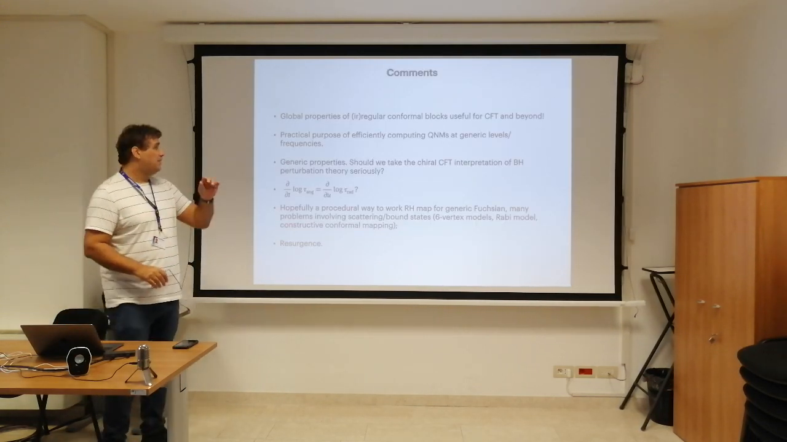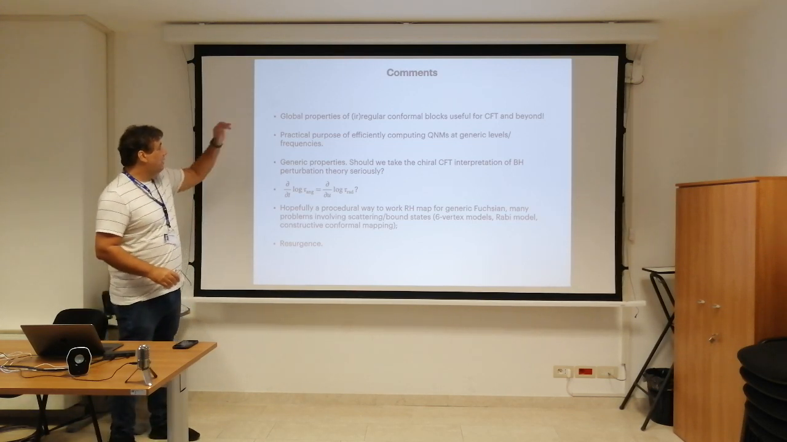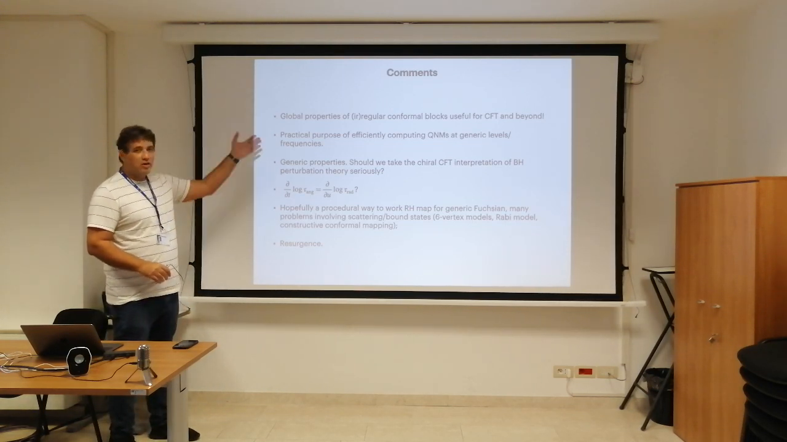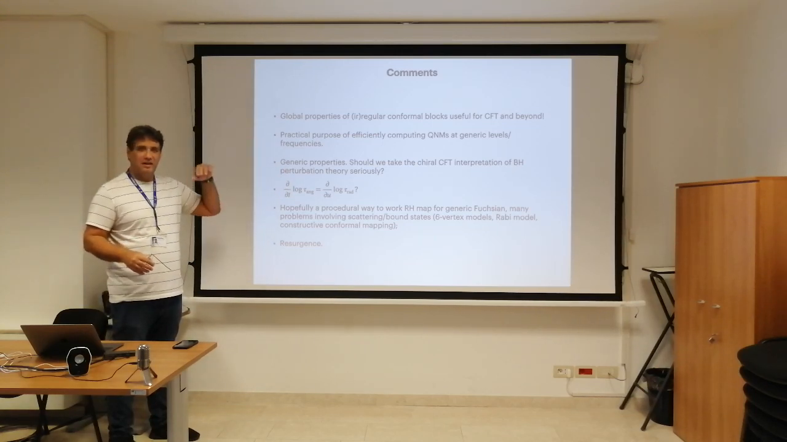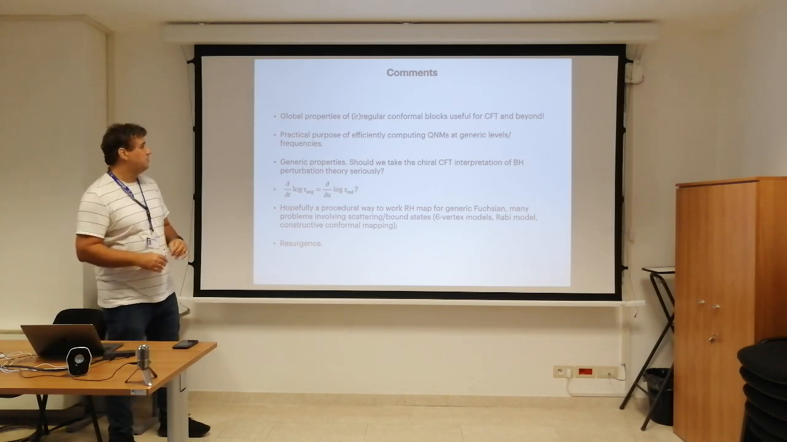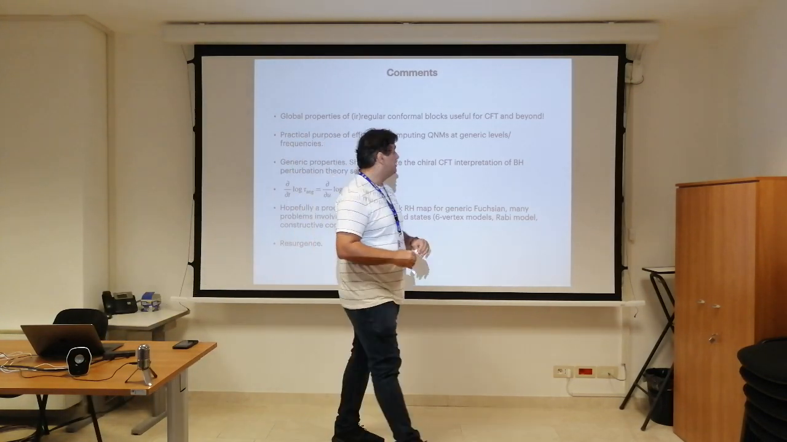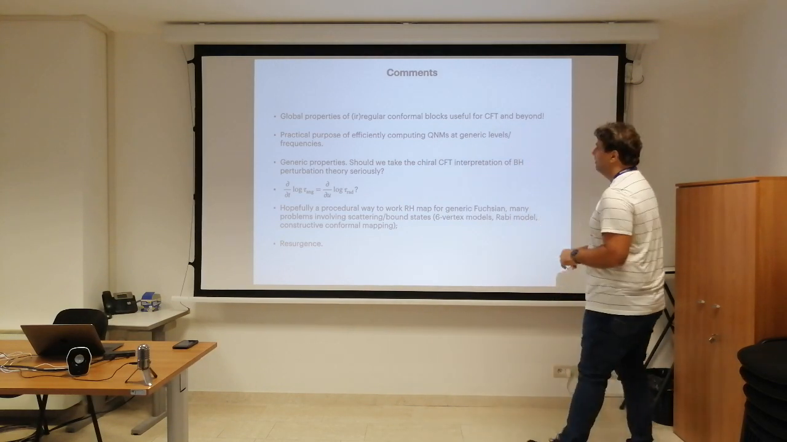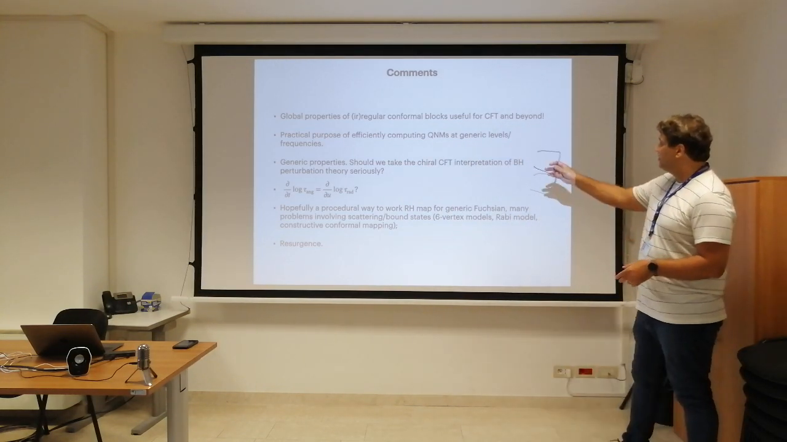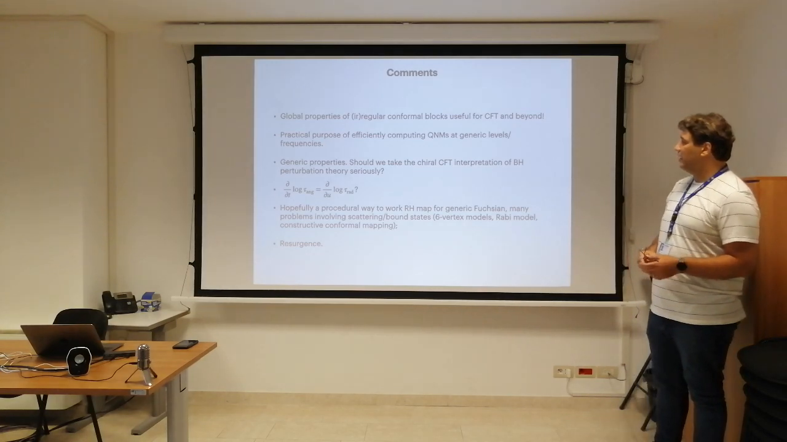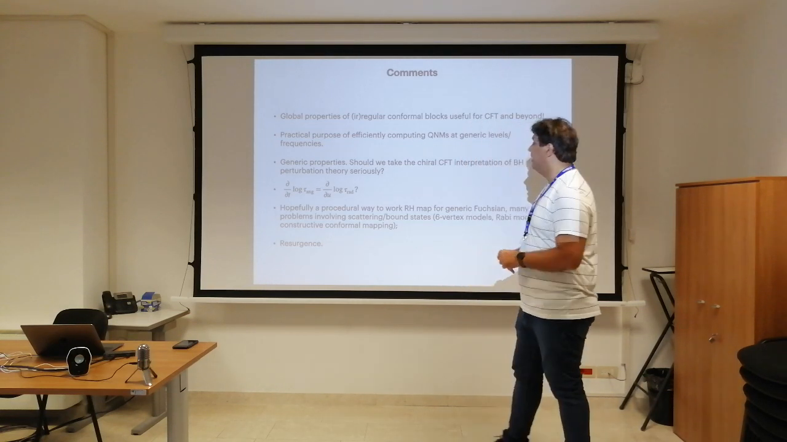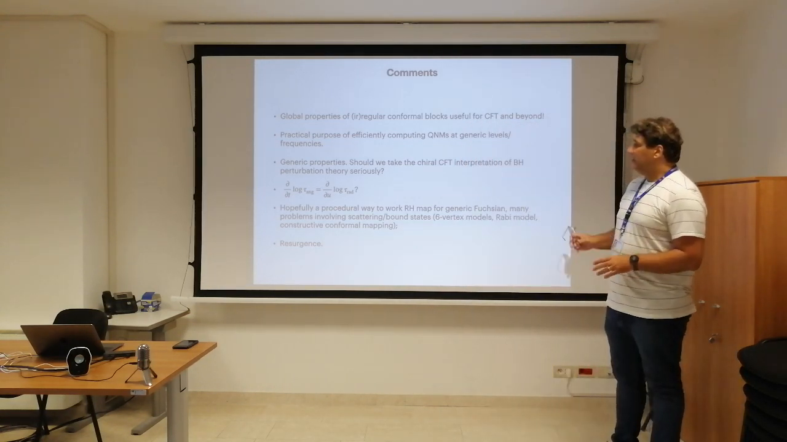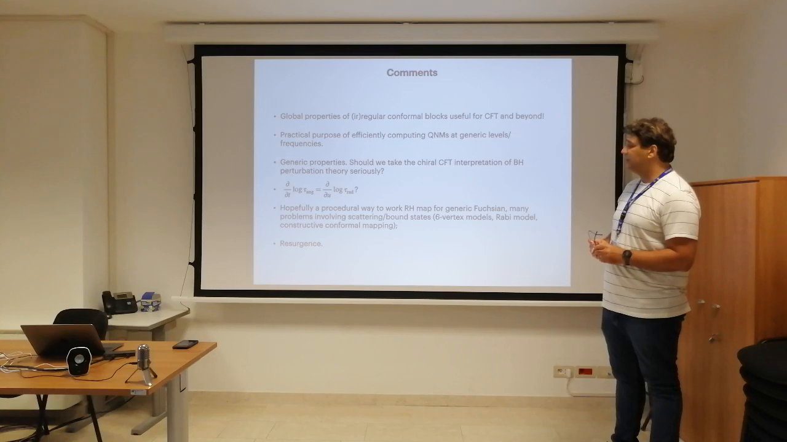Anyway, to finish up, I hope I showed you that I talked about a particular example, but of course everybody in the room has a different use for Fuchsian type differential equations. The global properties are useful not only for CFT but in many other applications. In particular, I told you about how to compute quasi-normal modes of black holes efficiently using them. And there are some nice things that you take from this.